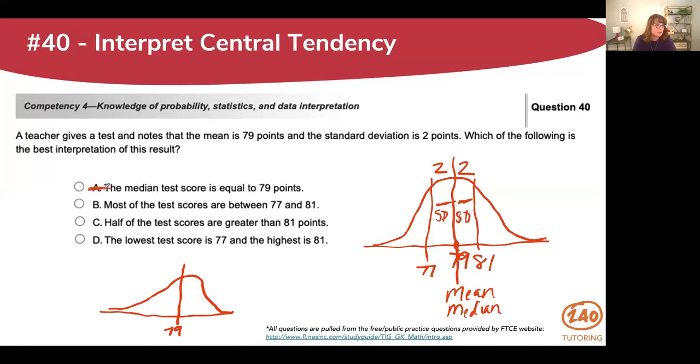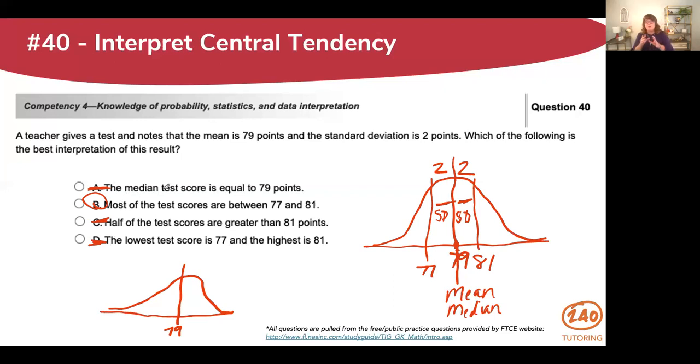And that's probably the most tricky of the answers. Most of the test scores are between 77 and 81. That's exactly what this is telling you. When it says there's a standard deviation of 2 points, two points either way, 77 and 81. Half of the test scores are greater than 81. No, half would probably be greater than 79. So that's not correct. The lowest test score is 77. No, on any curve, you're probably going to have one way lower than that. So the correct answer here is B.